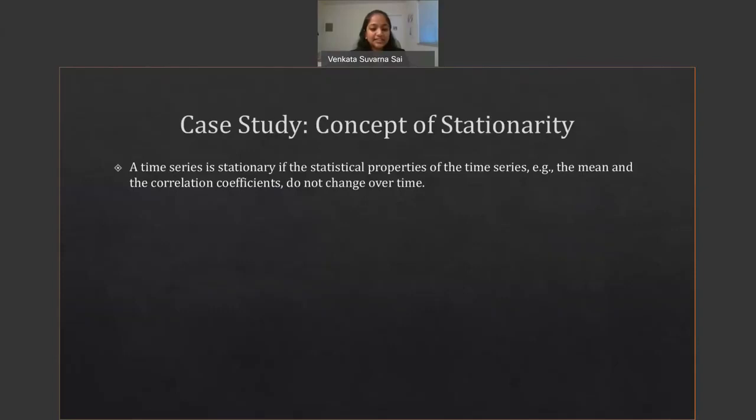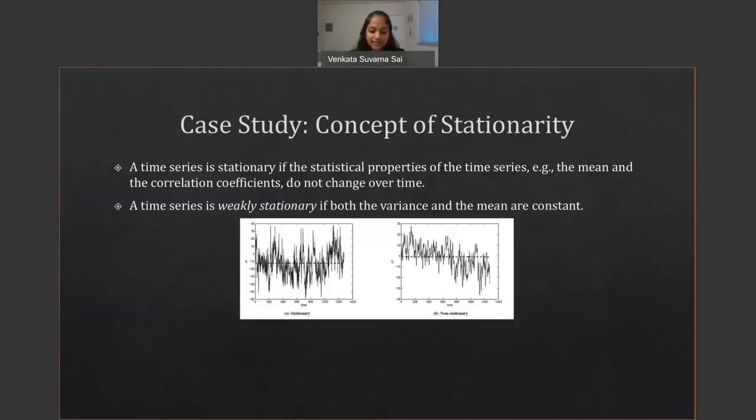A time series is stationary if the statistical properties of the time series, for example the mean and the correlation coefficients, do not change over time. And a time series is weakly stationary if both the variance and the mean are constant. For example, here, if you look at the first diagram, the values of stationary data do move irregularly, but eventually they revert to their original mean, which remains constant. Whereas if we look at the second diagram, the mean of the non-stationary data varies.